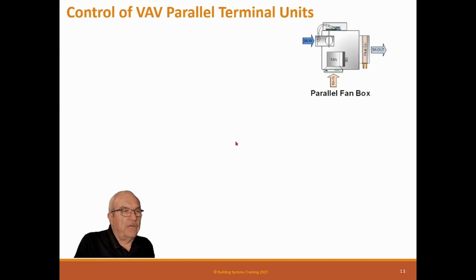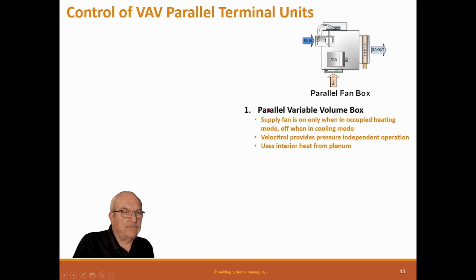So here's the third kind of box, a VAV parallel terminal unit. A VAV parallel unit is different than the series box. It still has a fan, still has a VAV box, but it's not in series. This is in parallel. So this fan only runs in heating mode. In cooling mode, it's a standard VAV box. No difference. So, parallel variable volume box. The supply fan is on only when in the occupied heating mode, off when it's in cooling mode.